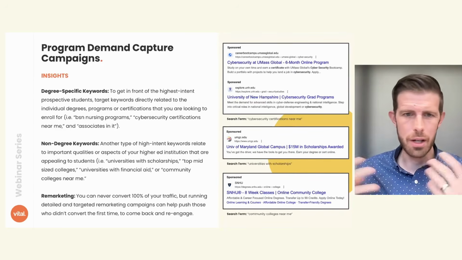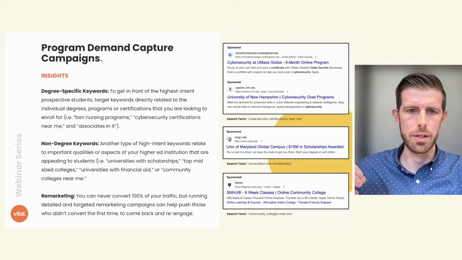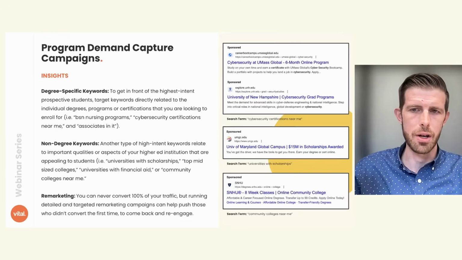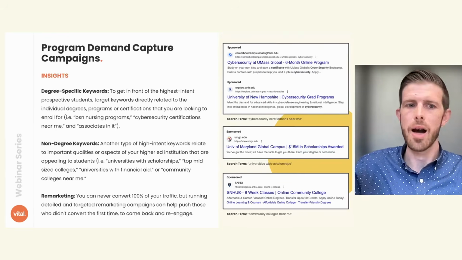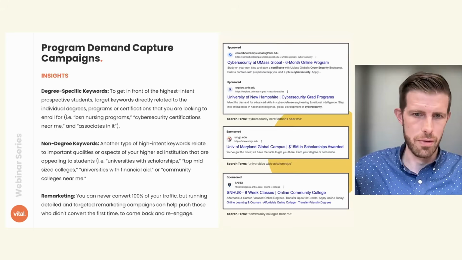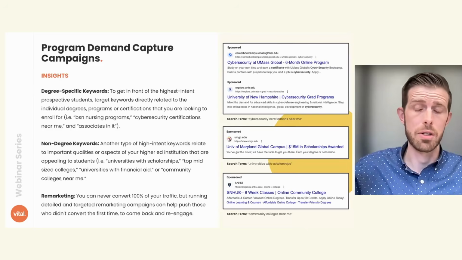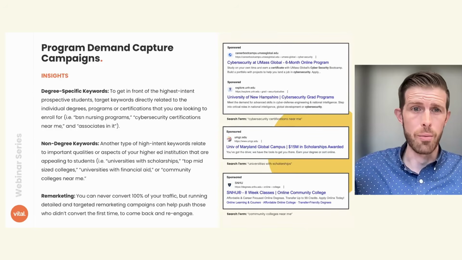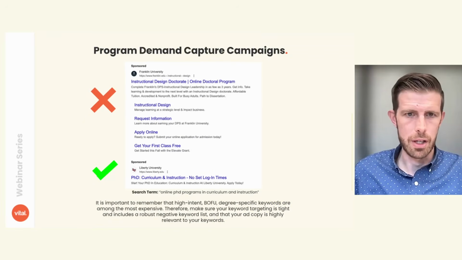Non-degree keywords are another type of high intent keyword that relate to different qualities within higher ed. So let's say universities with scholarships, top mid-sized colleges, universities with financial aid, community colleges near me. That might not be degree specific, but those are still more bottom of the funnel. And then, of course, we want to be doing remarketing to these folks.